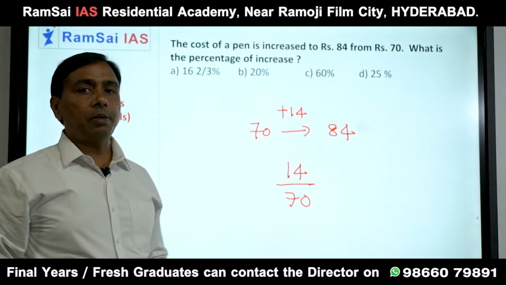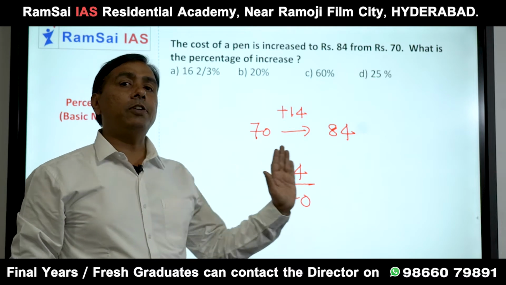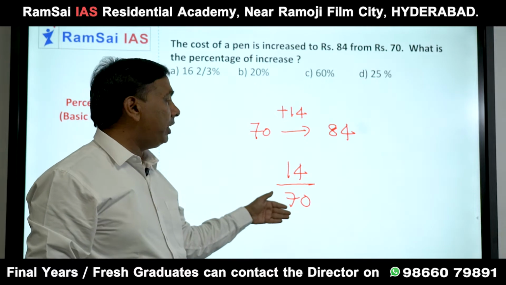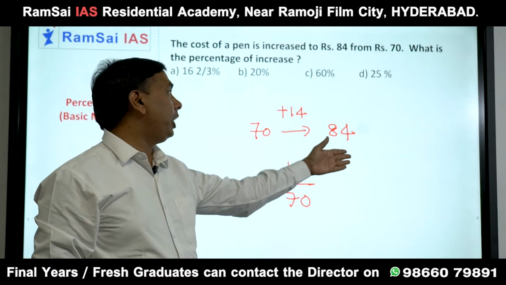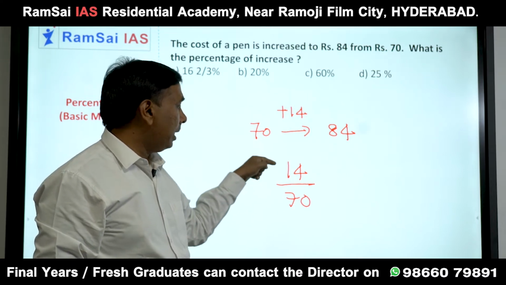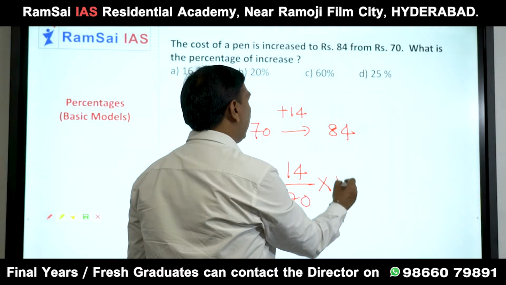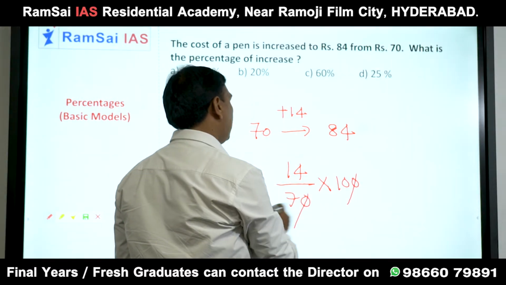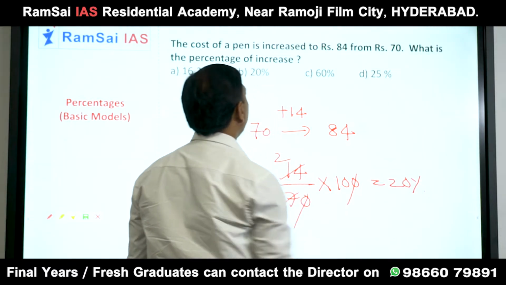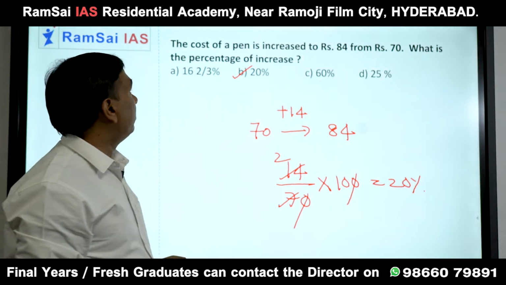What is the initial value? The initial value is 70. In the previous introduction video, I told you that the percentage of increase is the amount of increase divided by the initial value. Initially it was 70, now it is 84, an increment of 14. 14 by 70, into 100, gives you the percentage of increase. So 20%. A 20% increase. Very simple problem.